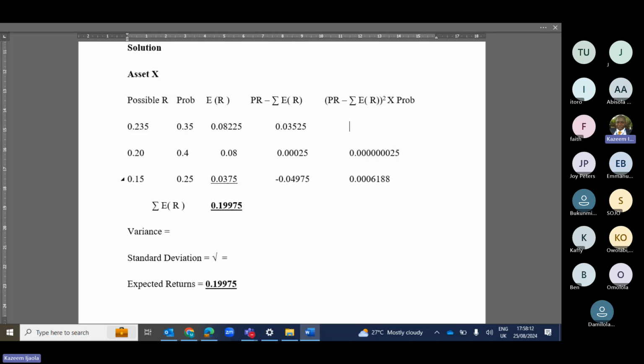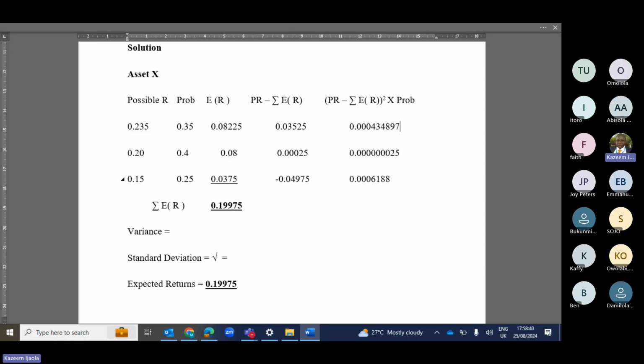Let's do the third one. 0.03525 raised to power 2 times 0.35. If somebody is in a hurry, there is no way you will not make mistakes here. If someone is rushing, there is no way the person will not make mistakes. So let's at least get the nearest. It may not be 100% accurate because of approximation, but we'll get the nearest first of all.